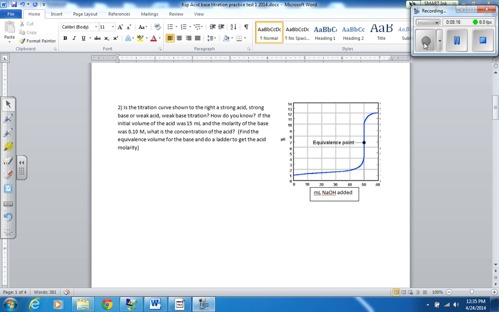Okay, number 2, they've shown you the equivalence point on this one. You should notice where it rises, halfway between those 2 points is right here. So that's why that's the equivalence point. So you look for the sharp rise. The middle of the rising part is your equivalence point. Okay, is the titration curve shown to the right strong acid, strong base, or weak acid?